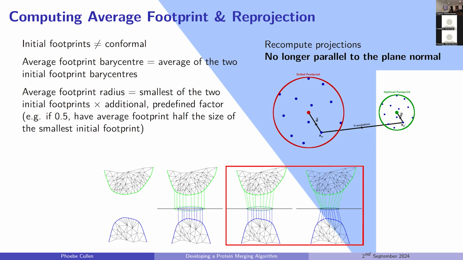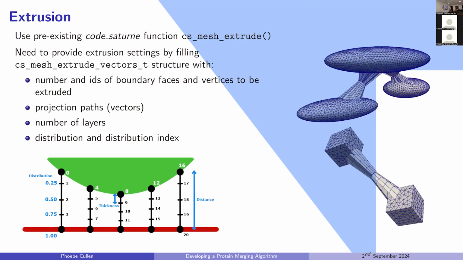The radius of this average footprint is then taken to be the smallest of the two initial footprint radii, multiplied by some additional predefined factor, which is arbitrary for now, but could be modified to account for the different biological properties of the proteins. The projections are then recomputed to within this shared footprint, such that they're no longer parallel to the plane normal, but scaling is used to ensure connectivity is conserved. Then with this done, the extrusion can be performed.